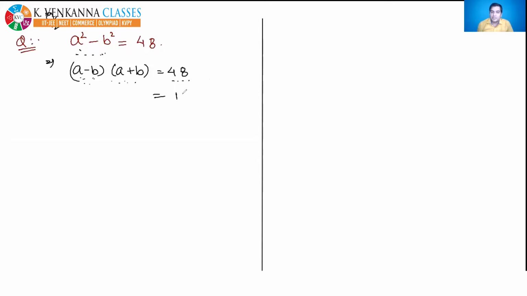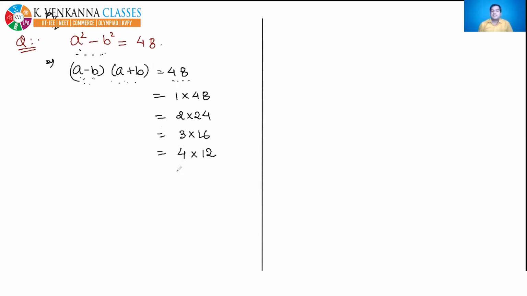One of the possibilities is I am breaking it as 1 into 48. Please take care, none of the cases must be missed. Please try to consider all the cases. The second possibility is 2 into 24. The third possibility is 3 into 16, since it is divisible by 3 also. The next case is 4 into 12.